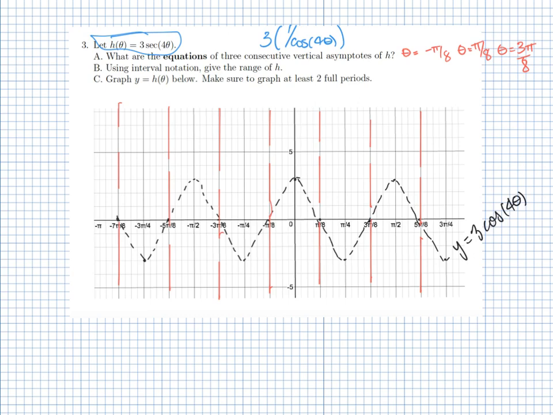Now, remember that the secant function actually cannot have values between -3 and 3. So 1 and -1 are where it would intersect our cosine graph, but we're multiplying by 3, so they will share these points at the peaks and the valleys. And graphing in our secant graph, it will look like this.